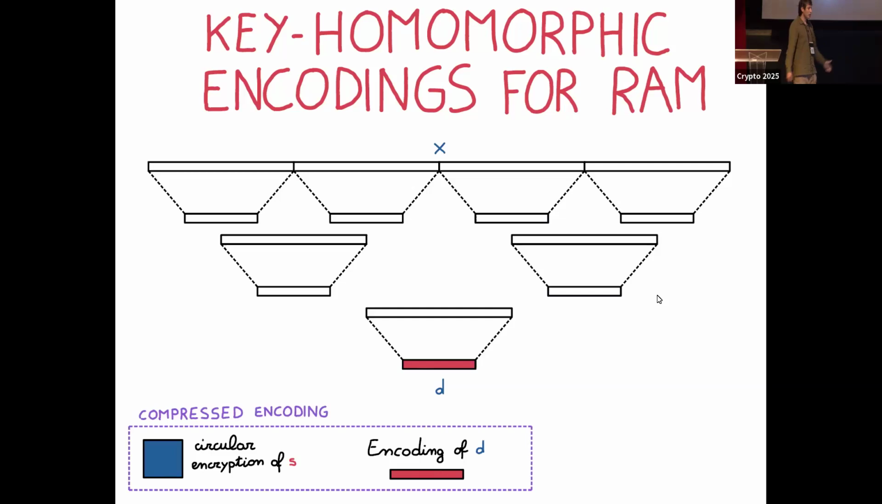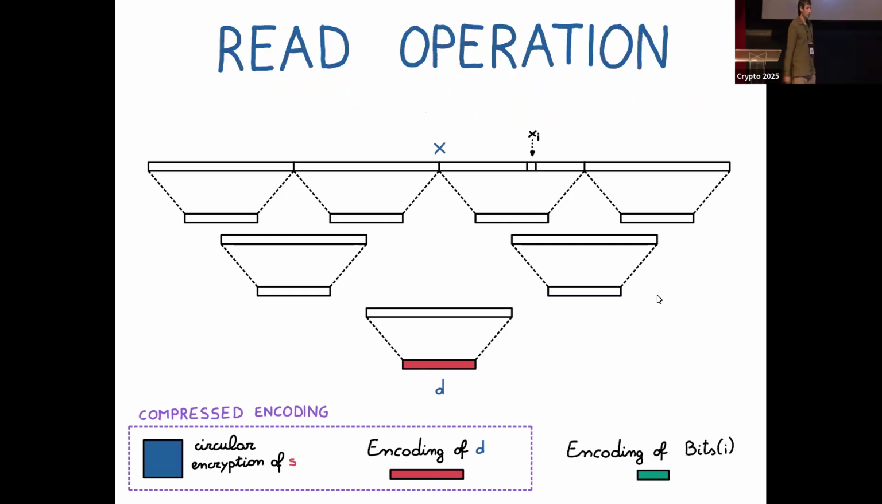Okay, so the compressed encodings are as follows. They're made of two parts. The blue square that, as I said, is small, is the circular encryption of the secret key S. The other part is a BGG plus encoding of the Merkle digest T, which is small. And my claim is now we can perform read and write operations homomorphically in time polylogarithmic in the size of the memory. Let's start from the read operation.